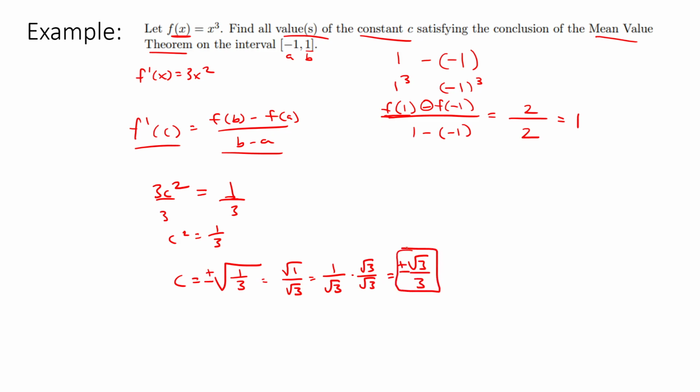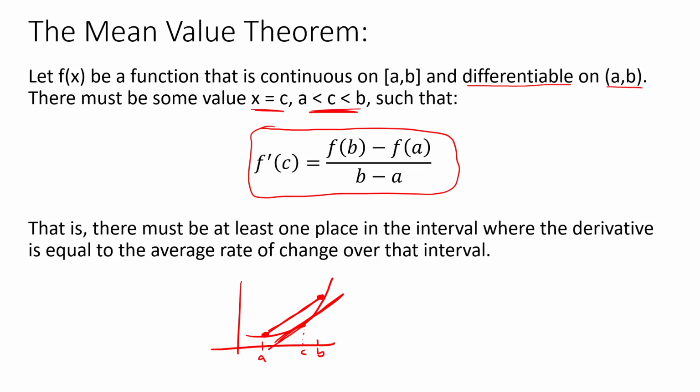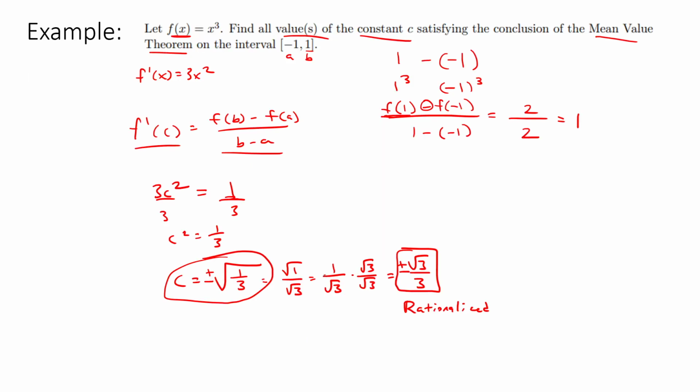So this is rationalized. Sometimes they'll put the answer choice that way, sometimes they won't bother. And that's your answer. So what you have found are the places where the tangent line is equal to the average rate of change. So let me show you what that looks like.